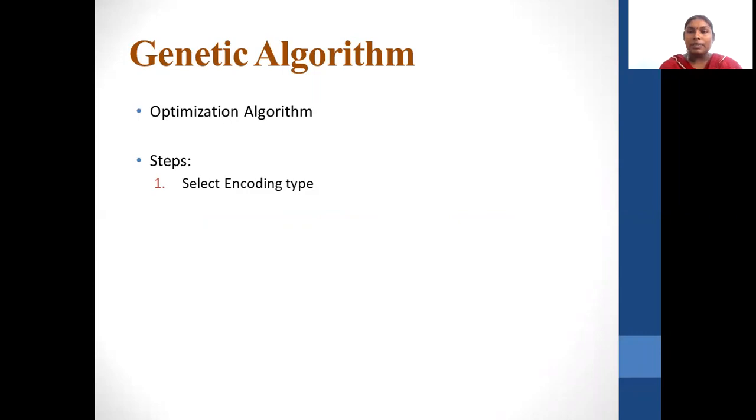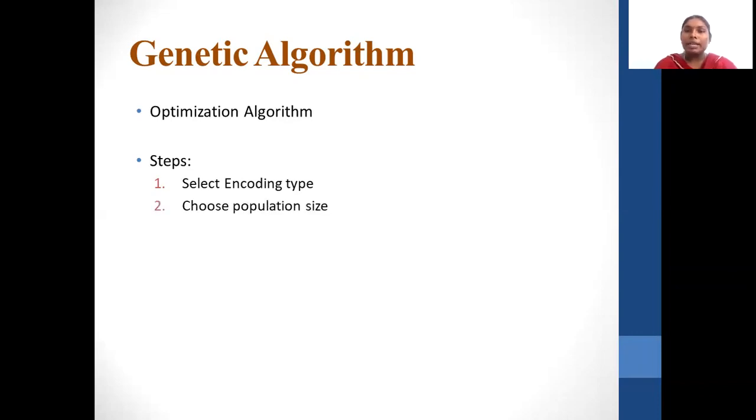As we discussed in the previous video, all the chromosomes, all the solutions here are going to be represented in terms of chromosome structure. So for that particular problem, how are you going to represent the chromosomal structure? That is called encoding type. The way in which we are going to represent the solution in terms of chromosomes is called encoding. That is the first step in genetic algorithm.